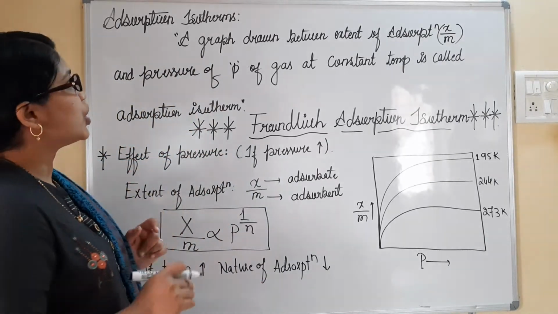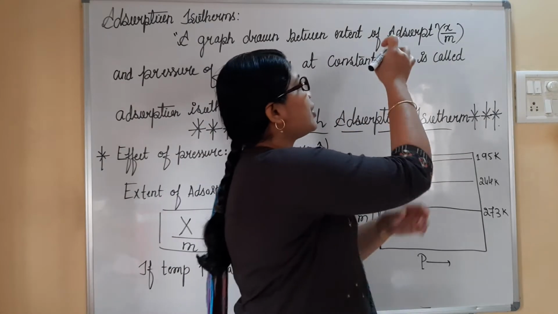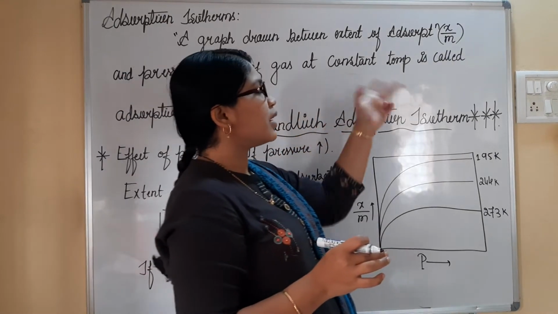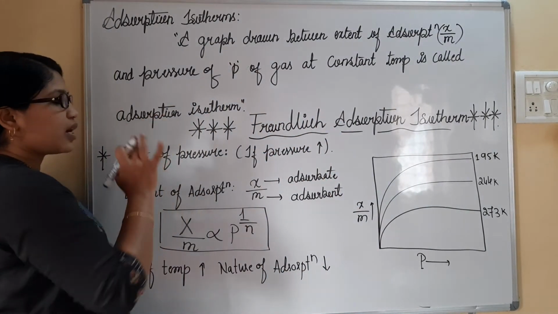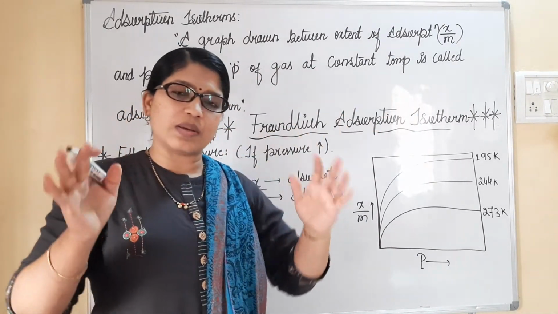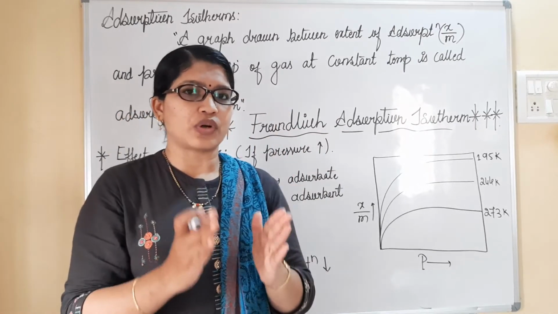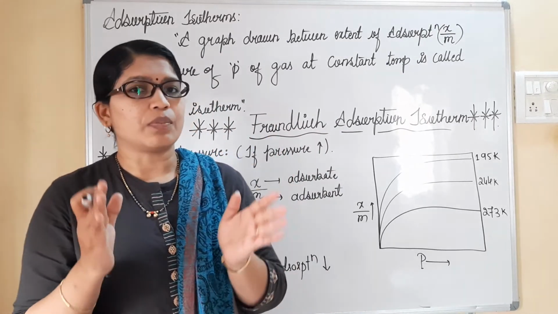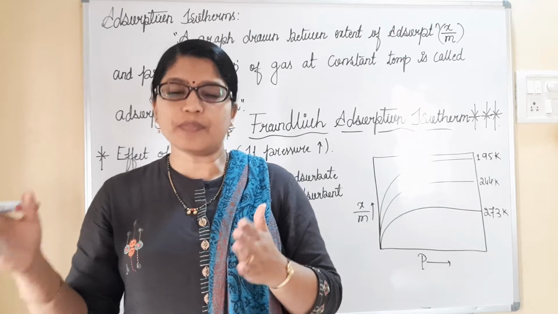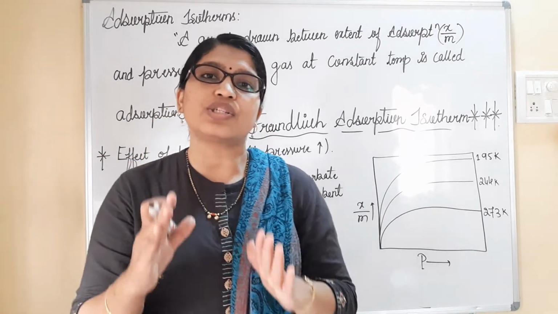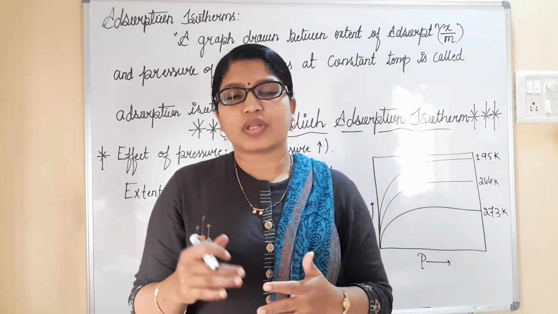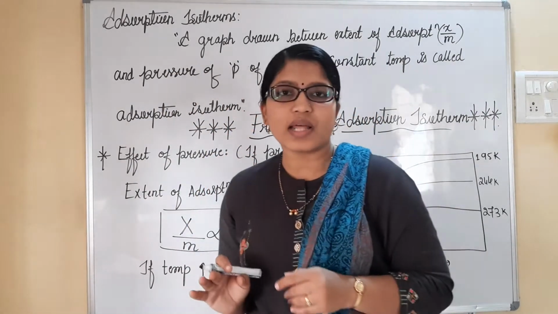I have given a definition here. A graph drawn between the extent of adsorption and pressure P of a gas at constant temperature is called adsorption isotherm. It is not so complex. It is very simple. How exactly does the adsorption process vary if you keep the temperature constant and increase the pressure, whether it increases or decreases, we understand through the adsorption isotherm.